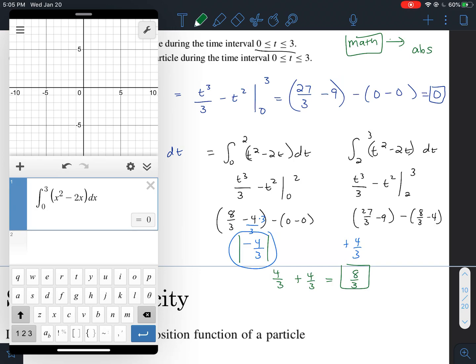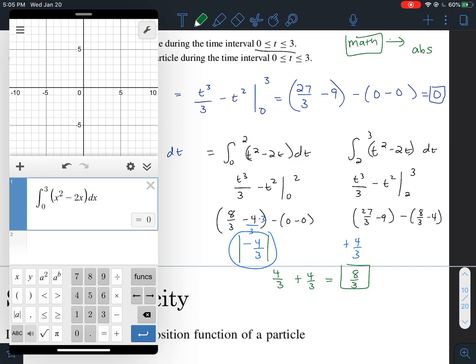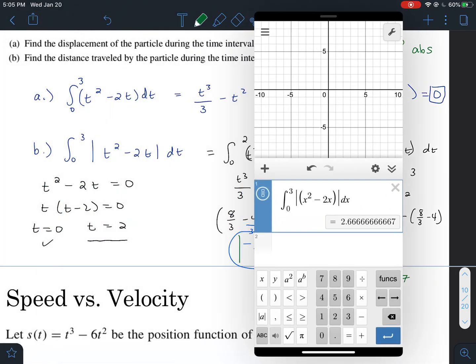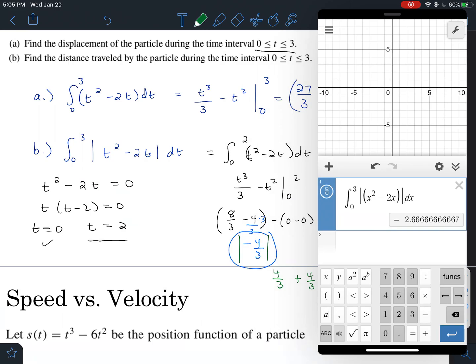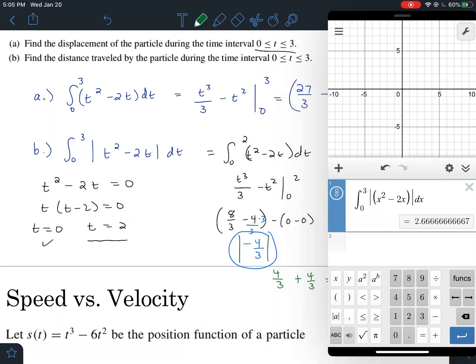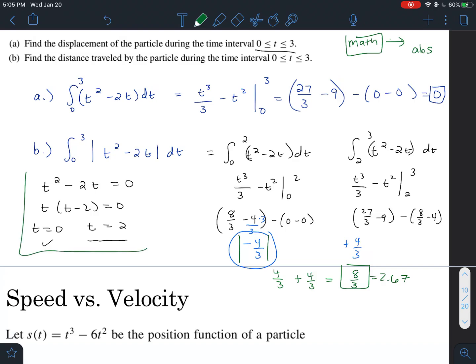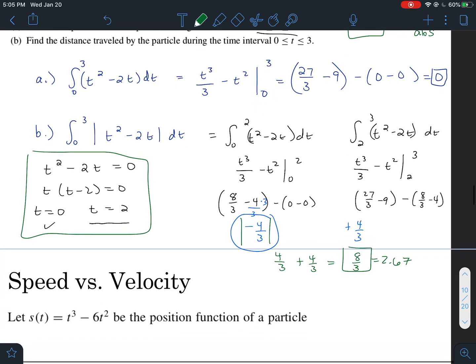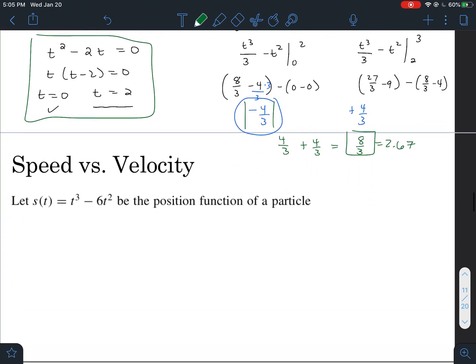If you wanted to take the distance, you would take the absolute value of this. And so you would just put it in absolute value bars. And notice you get 2.67, which is 8/3. That is 2.67. And so your calculator can take the integral of something in absolute value. So you can do it by hand by finding the zeros of velocity and then integrating by breaking it up, or you can do it with your calculator.